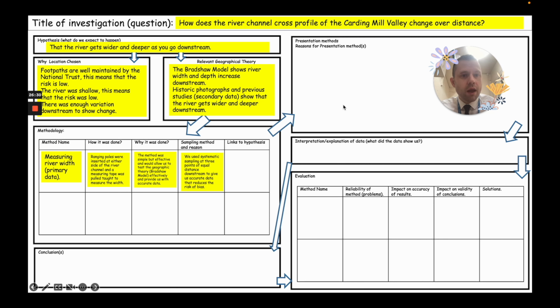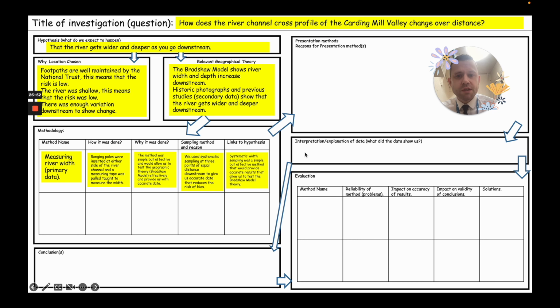Sampling method. Again, we use systematic sampling at 3 points of equal distance downstream. This was to give us accurate data that reduces the risk of bias. All right? Somebody might have thought, man, it looks easy to measure it there. Let's just measure it there and go and eat our lunch. We want to get rid of that.